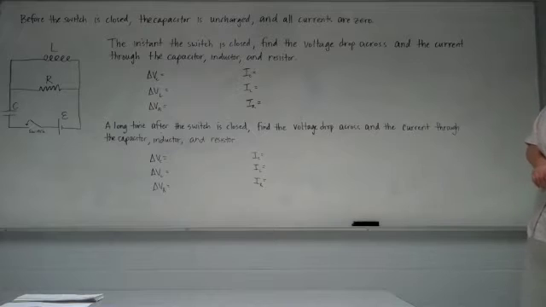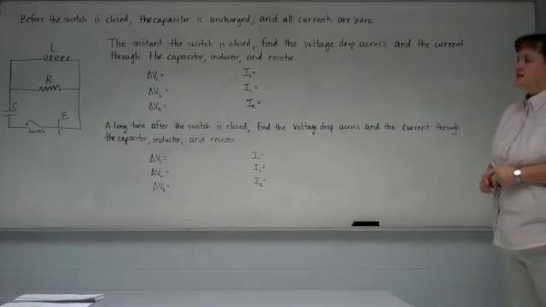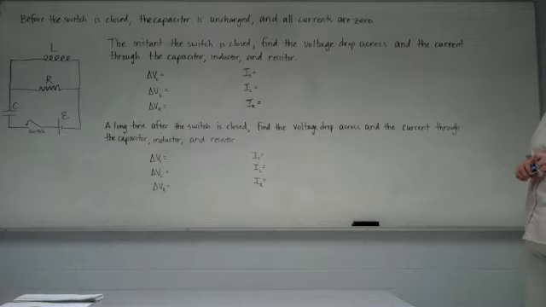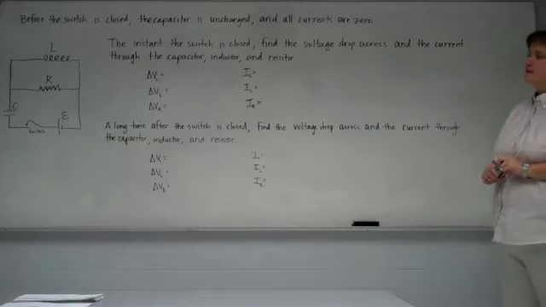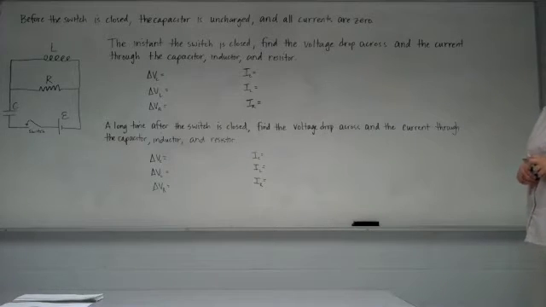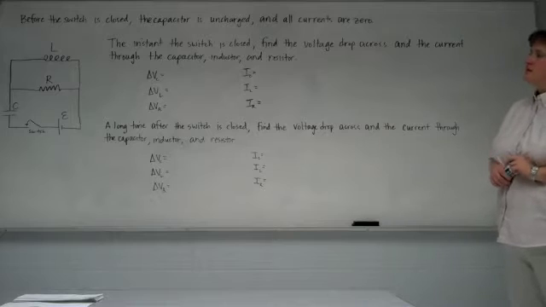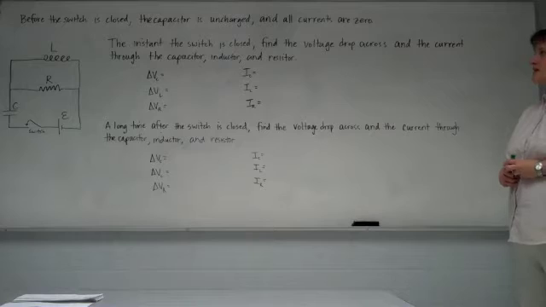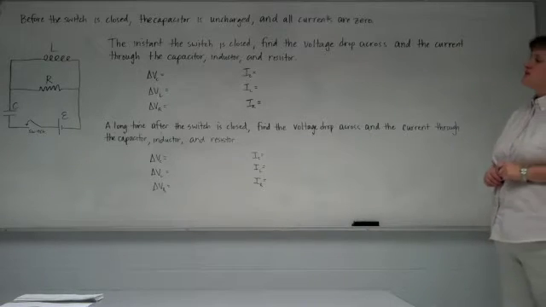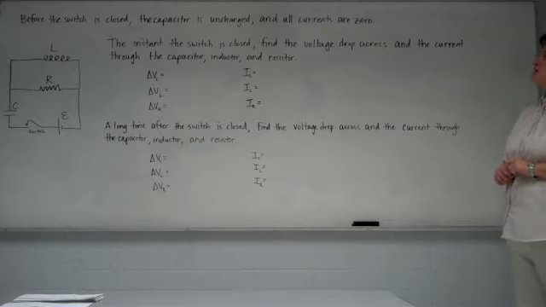We have a circuit with a resistor, inductor, and capacitor in it. They're not all in series. We have our inductor and resistor in parallel, and our capacitor in series with that combination. Before the switch is closed, the capacitor is uncharged and all currents are zero. So the instant we close the switch, we want to find the voltage drop across each element and the current through each element.